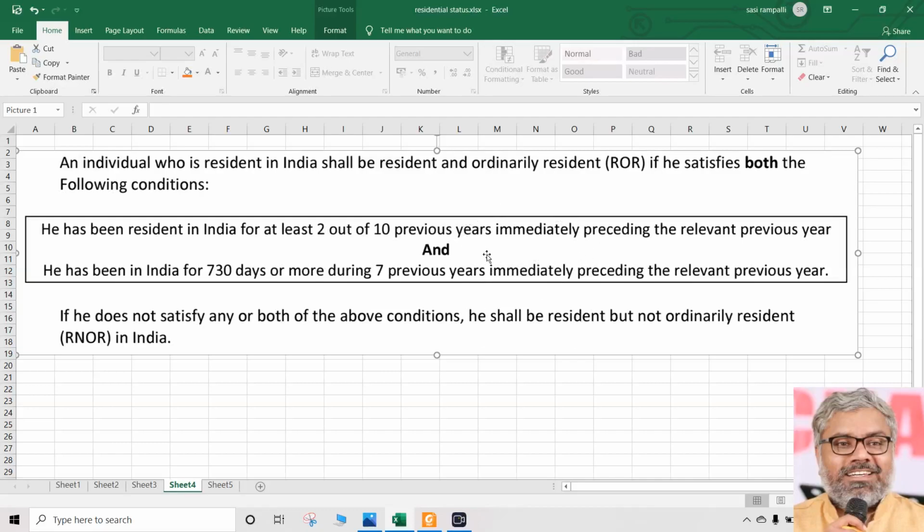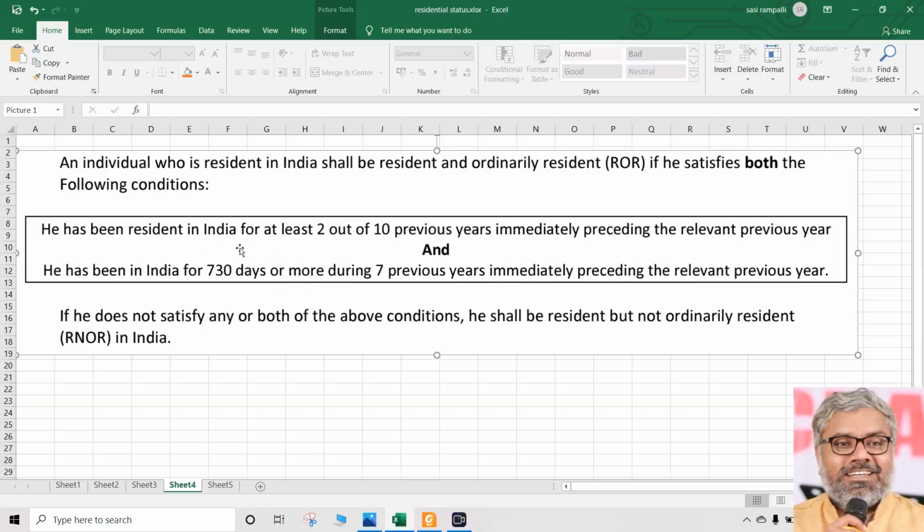If he does not satisfy any of these conditions also, he will be called RNOR, which means resident but not ordinarily resident. So for anybody to be called resident and ordinarily resident, that person should be satisfying both these additional conditions. We can call this additional condition number 1. This is additional condition number 2. If additional condition number 1 only is satisfied, 2 is not satisfied, or vice versa, still that person is RNOR. When can we call him ROR? If both additional condition number 1 and 2 are satisfied, then only he is ROR. And what are those conditions once again?